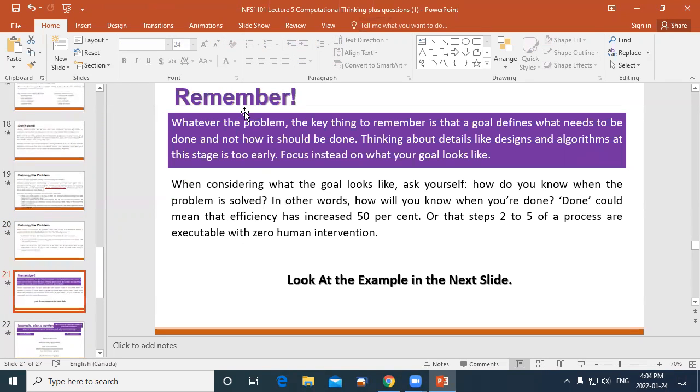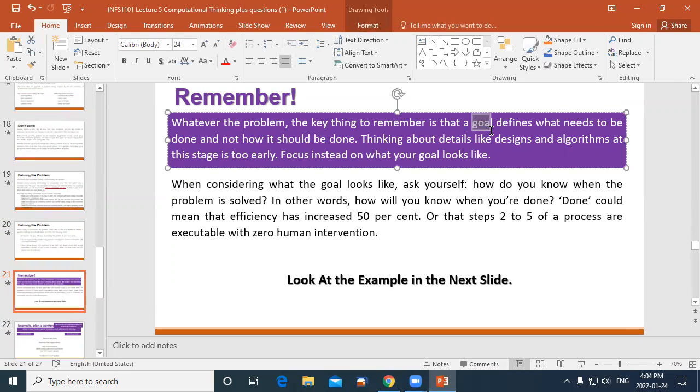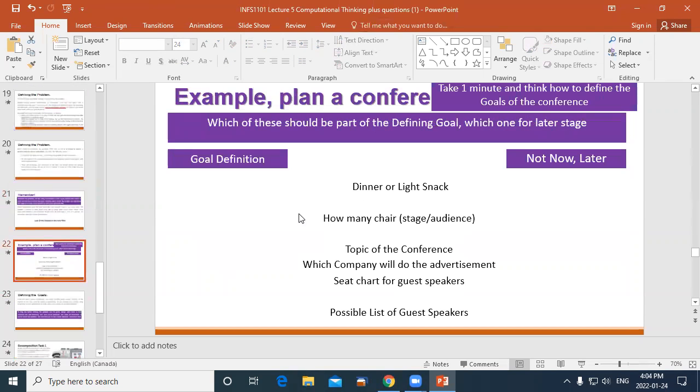So that's a good thing to do. The purple stuff is the more important stuff, I guess. That's kind of like highlighted. Key thing is the goal defines what needs to be done. So we need to know what needs to be done. What is the ideal solution? We do that first. We don't worry about the designs until we have understood what it is that needs to be done. So I hope we got that point.